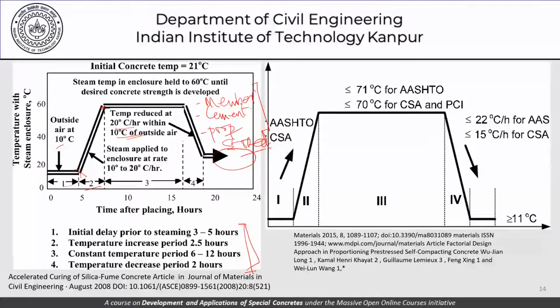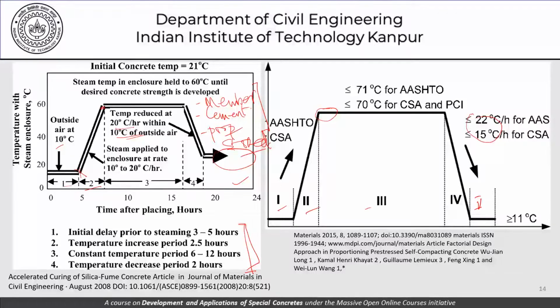This picture again is another example of a similar steam cycle with zones 1, 2, 3, 4 and 5. These 5 zones represent something similar to this, as prescribed by different codes, AASHTO, the CSA and the PCI and so on, specifying the maximum temperature at which the concrete members are to be cured, and the maximum rates of cooling that is acceptable when it comes to cooling the members.